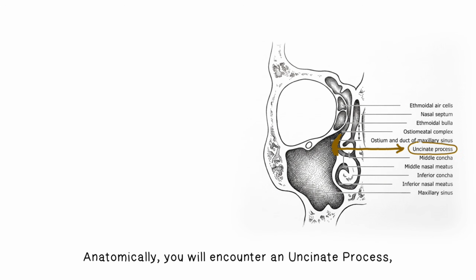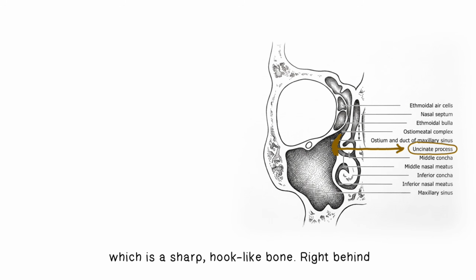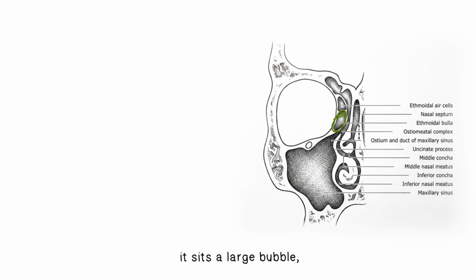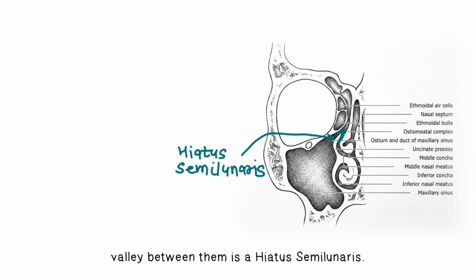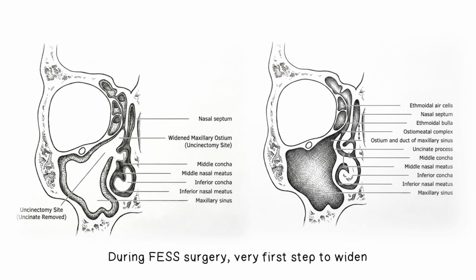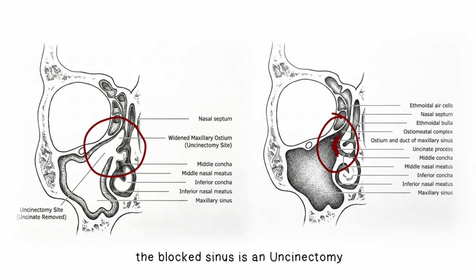Anatomically, you will encounter the uncinate process, which is a sharp hook-like bone. Right behind it sits a large bubble cell called the Bulla ethmoidalis. A crescent valley between them is the Hiatus semilunaris. During FESS surgery, the very first step to widen the blocked sinus is an uncinectomy, surgically resecting that hook-like uncinate process to open the doorway wide and clear the congestion.